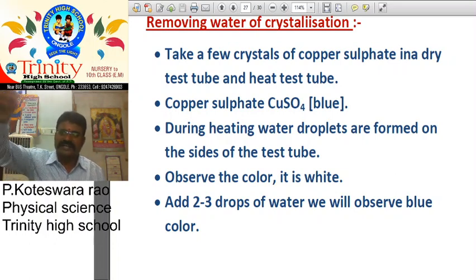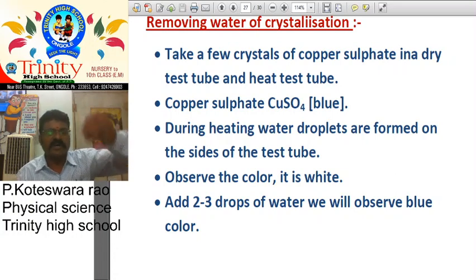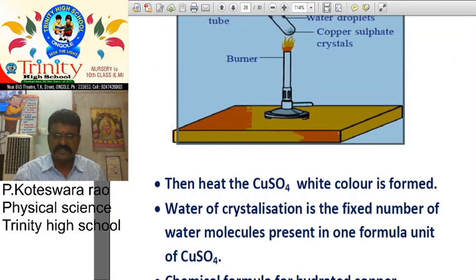Add 2 or 3 drops. Then what about the color of that crystal? It is blue color. So what is the mechanism here? If you heat that copper sulfate, because of that heating, it eliminates water molecules. Then it changes into white color. If you add water, once again it will get a blue color. So how is it possible to explain? What is the mechanism here?